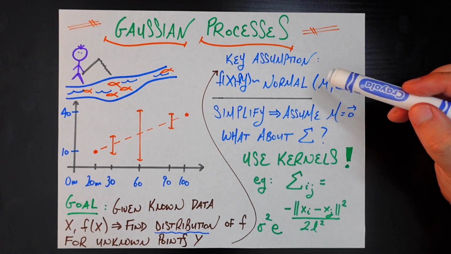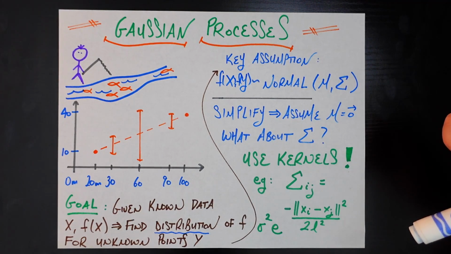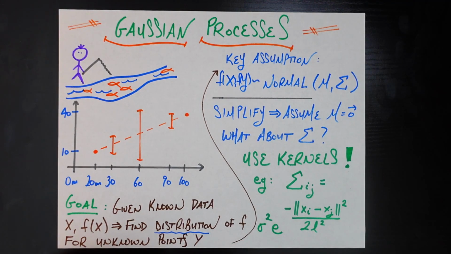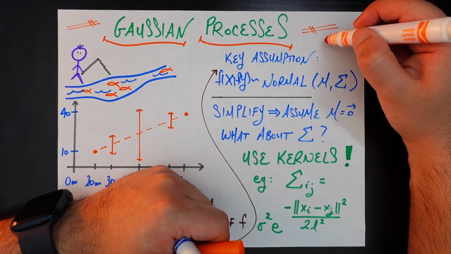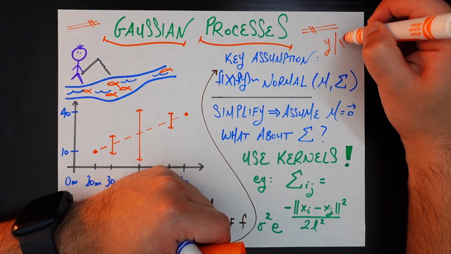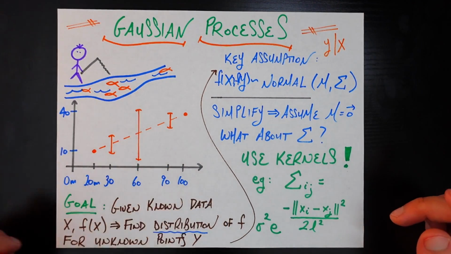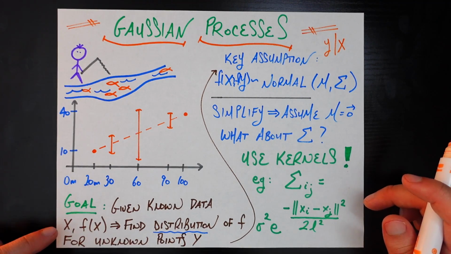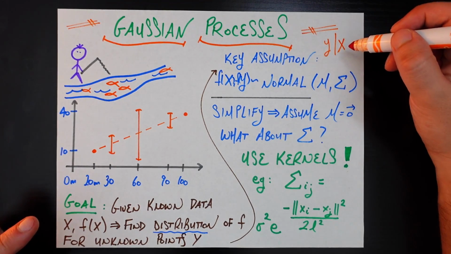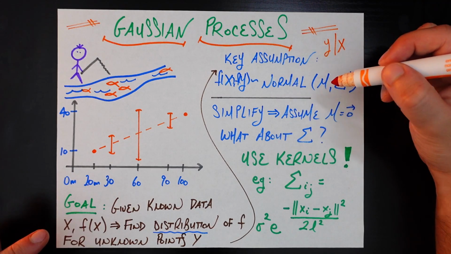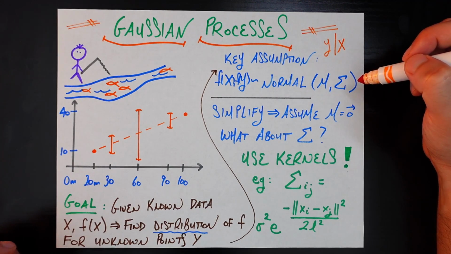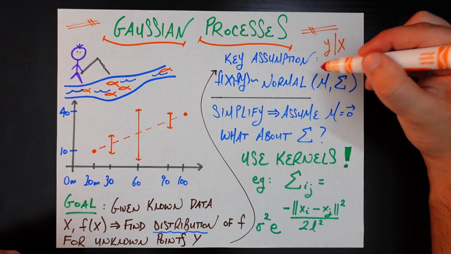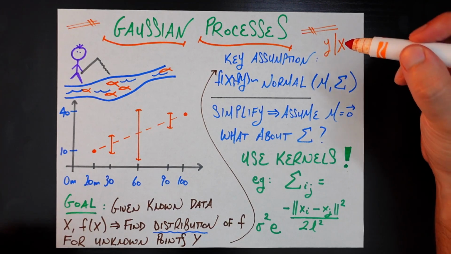If we knew that mu and we knew that covariance matrix, then what we could do at this point is set up the distribution of y given x, which we'll get to later in the video, but it's going to be a normal distribution as well. And so y given x is going to be a normal distribution with some different mean and some different covariance matrix. But crucially, if we have that information, that's exactly going to give us what we're after.